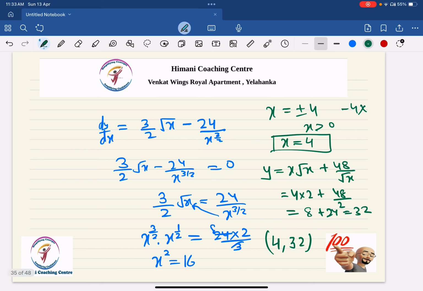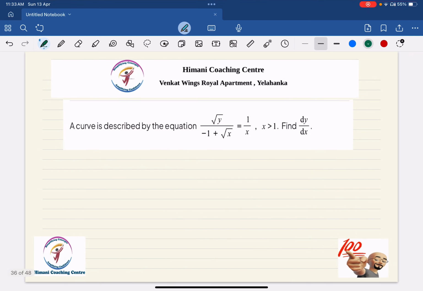Okay, now let us move to the next question. Here we are given a curve described by the equation root y over (minus 1 plus root x) equals 1 over x. We are given x is greater than 1. We have to find dy by dx. So in order to find dy by dx, first we should know what is y. So let us try making y the subject in this given equation.